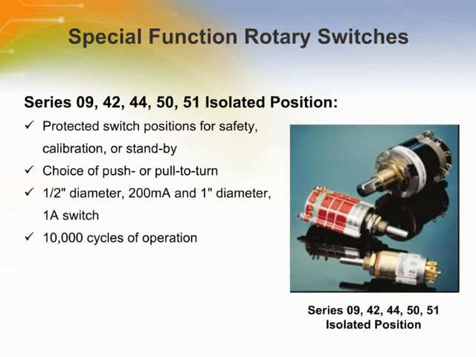The isolated position rotary switches are available with pull to turn or push to turn functions. An isolated position is one which cannot be reached by the normal rotation. An additional action is required by the operator. It can be either push to turn or pull to turn. After the switch is rotated to the isolated position, releasing the shaft locks the switch in that position. Push or pull again to rotate the switch.